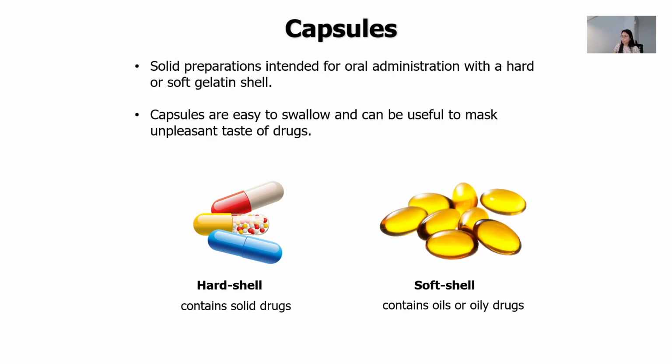Capsules are basically solid preparations used for oral administration, and they have a hard or soft gelatin shell, as you can see in the picture here. Capsules are easy to swallow, and they are very useful to mask any unpleasant taste of the drugs because the drug is contained in a hard shell. If the drugs are very bitter, it can cover the unpleasant taste.